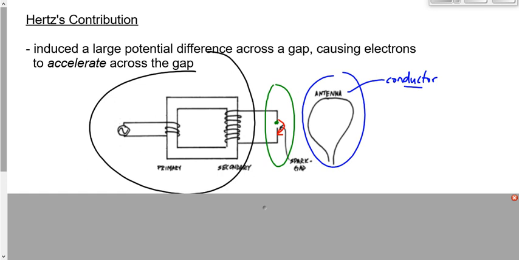So he flips on the switch, guess what happens? He detects a current in the antenna. There must have been a changing electric field, there must have been a changing magnetic field, and it must have been caused by an accelerating charge as the electron jumped across the gap. So Maxwell's theory must be correct.